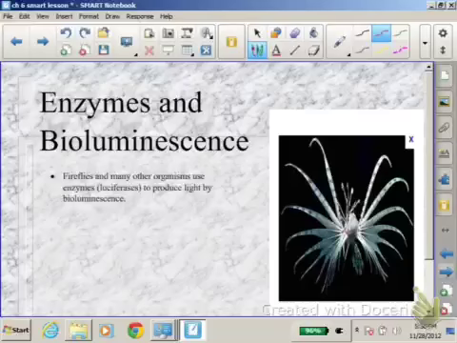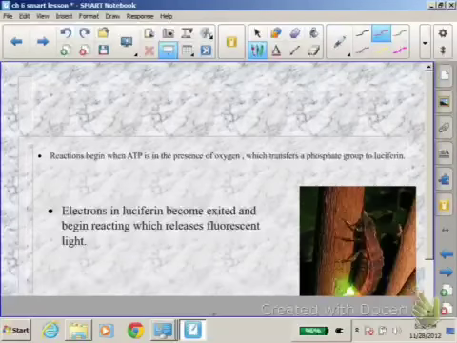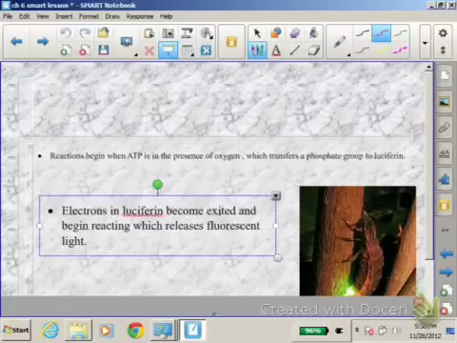So let's look here. It says reactions begin when ATP is in the presence of oxygen, which transfers a phosphate group to luciferin. And when that happens, electrons in luciferin become excited, that should be excited, not exited. Let me change that real quick. Okay, so electrons in luciferin become excited and begin reacting, which releases fluorescent light.